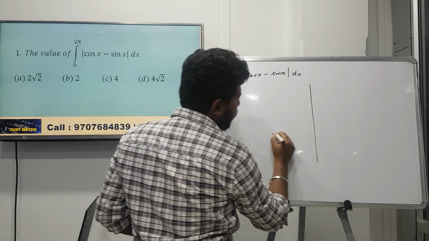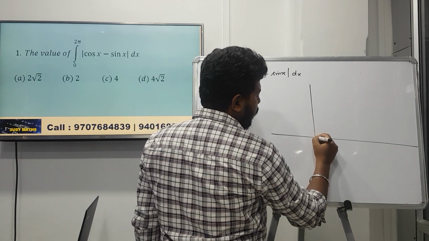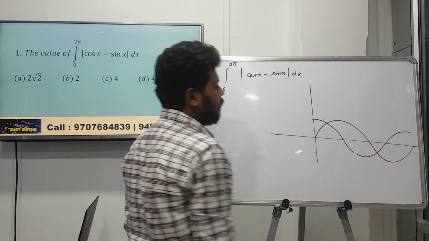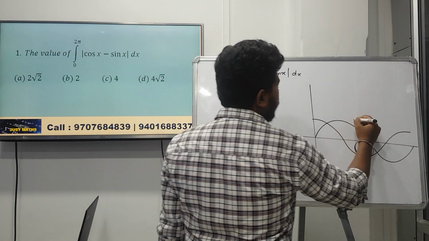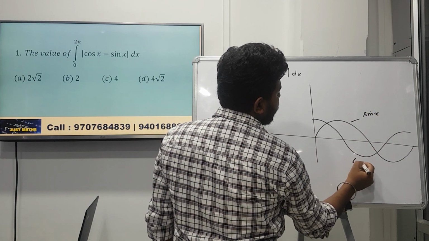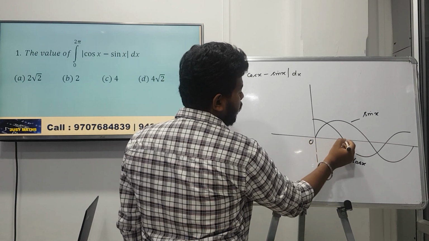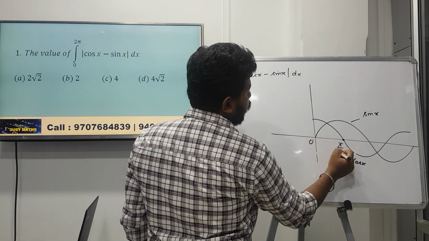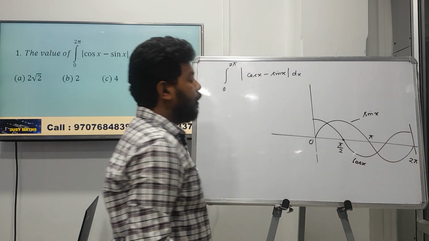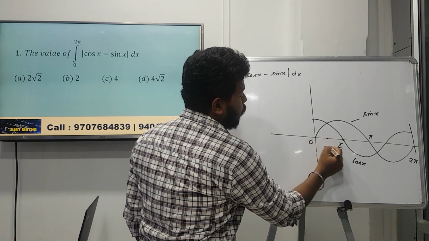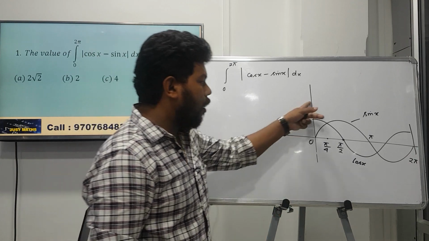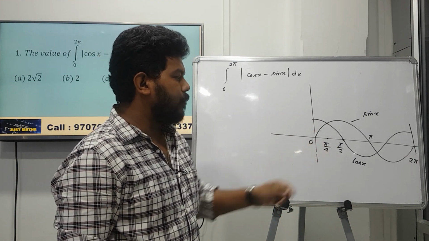The graphs of sin x and cos x are respectively this and this. This is for sin x and this is for cos x. This is 0, this is π/2, this is π, this is 2π. At the point x equal to π/4, the values of cos x and sin x are equal. That's why their curves intersect at x equal to π/4.